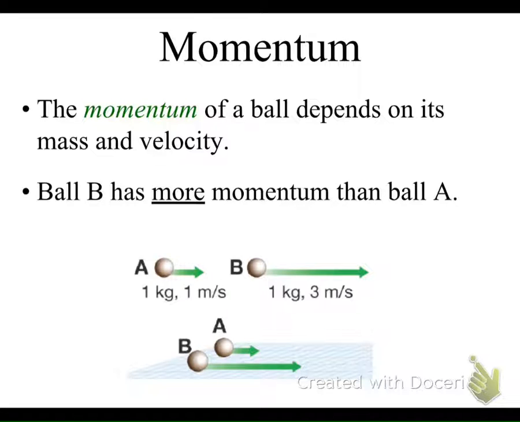If we have a ball, again, its momentum depends on the mass and velocity. In this case, we have a 1 kilogram mass A going at 1 meter per second versus a ball B, which is the same mass, but it has more velocity. It obviously has more momentum because 3 times 1 is more than 1 times 1. Questions?